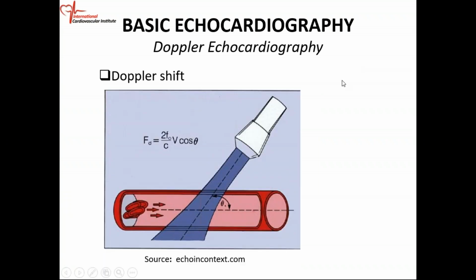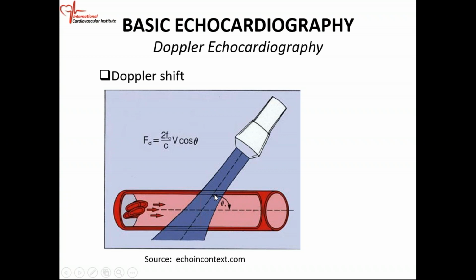When you do ultrasound, you have your ultrasound probe on the patient's chest. Remember, you generate sound waves in the probe, and those sound waves travel in a straight line down to the tissue, and you usually have an angle between the ultrasound beam and the moving structure, in this case blood. The angle between the ultrasound beam and the moving blood or tissue is called theta.